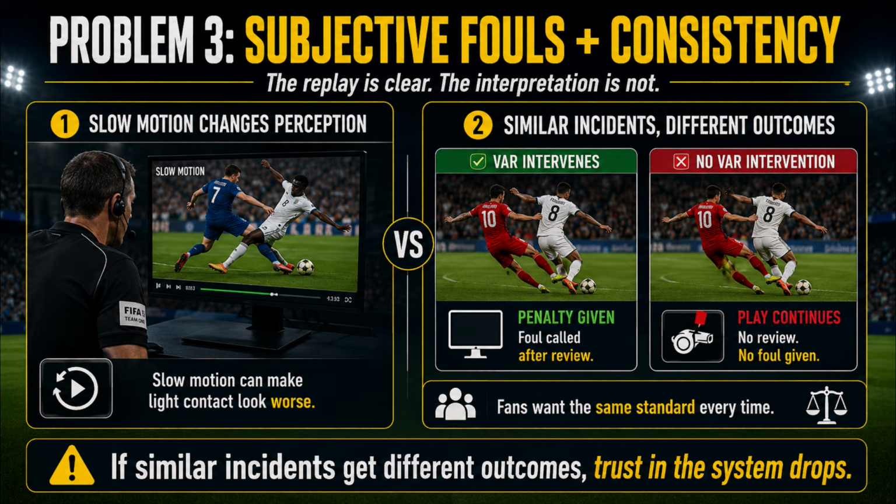VAR was created to make football fairer, and in many ways, it does. It catches offside goals, it fixes clear penalty mistakes, it can correct red card decisions, it helps referees avoid huge errors. But VAR also has problems. First, it can kill the emotion of the moment. Fans celebrate, then wait, then sometimes the goal disappears. Second, tiny offside margins feel unfair, even when they are technically correct. Third, subjective fouls are still subjective. Slow motion can make small contact look worse than it really was. Fourth, people want consistency. If VAR intervenes in one soft foul but ignores another, fans feel the system is unfair.